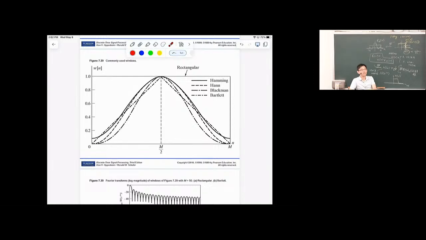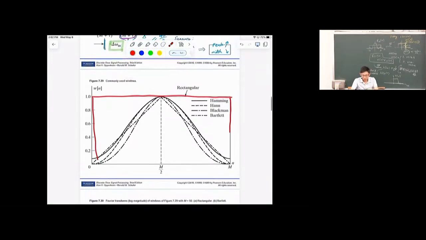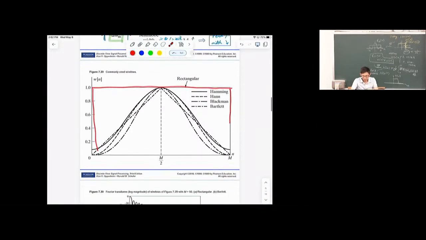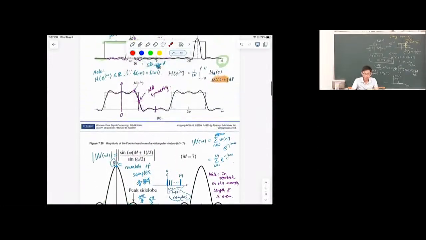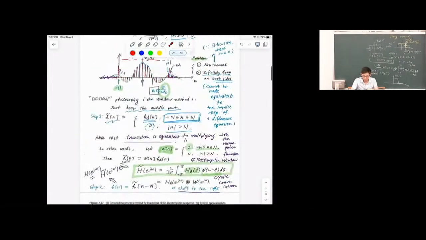Gibbs phenomenon. The maximum ripple has something to do with uniform convergence, the idea of something converging uniformly. But to reduce the size of that ripple, we can try something other than a rectangular window that goes from 0 to M. Before we talk about different kinds of window, let's make sure that we understand this.